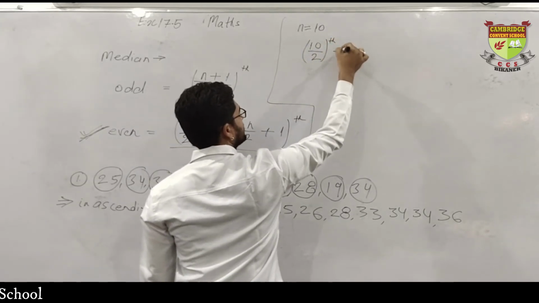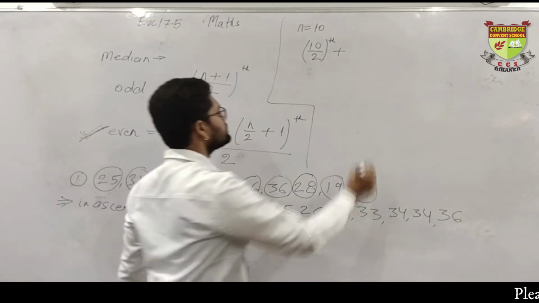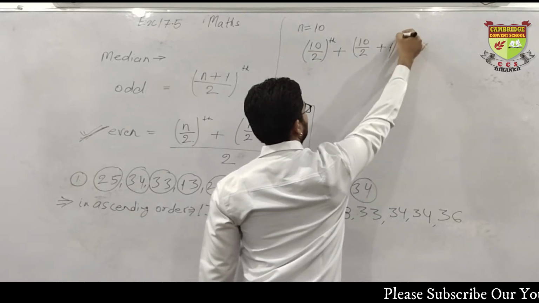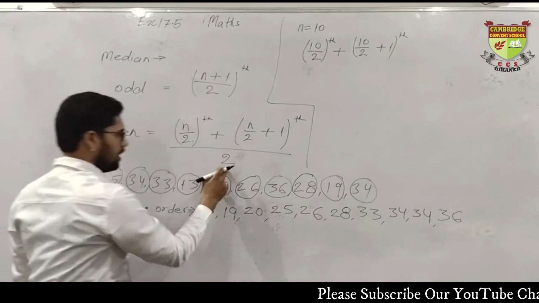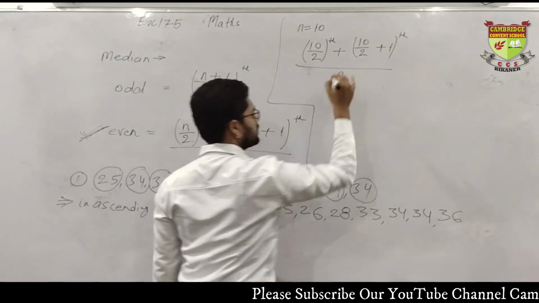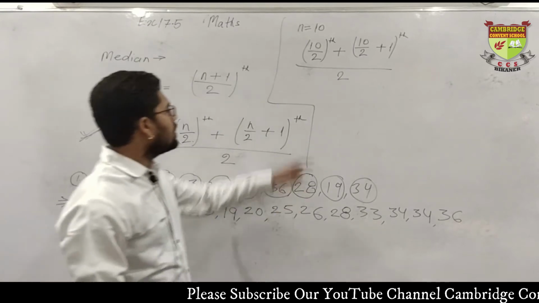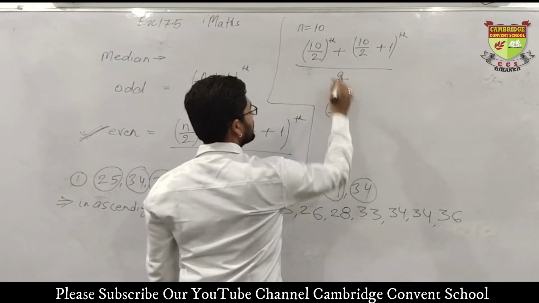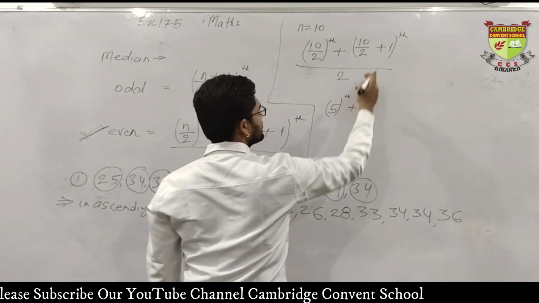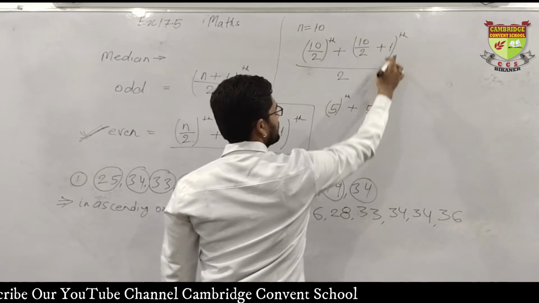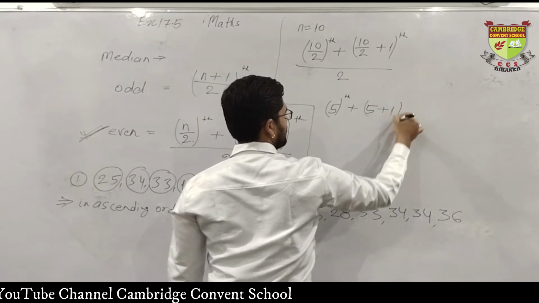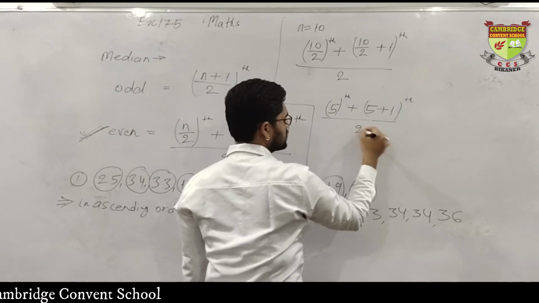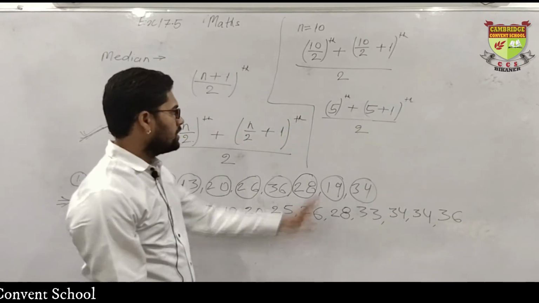(n)th plus (n/2 plus 1)th, so 10 upon 2 plus 1. 10 upon 2 is 5. So the 5th plus the (10 upon 2 plus 1), which is 5 plus 1, the 6th, upon 2.